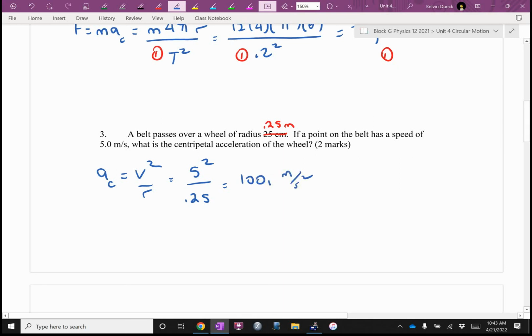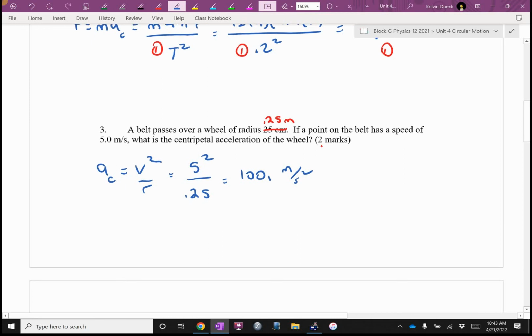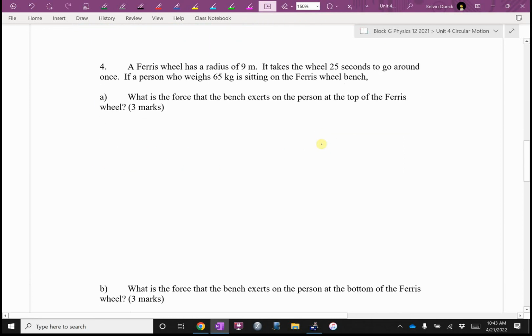Meters per second squared. Now let's look at an application. A Ferris wheel has a radius of 9 meters. It takes the wheel 25 seconds to go around once.